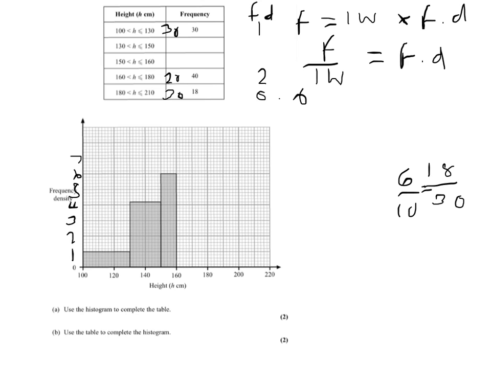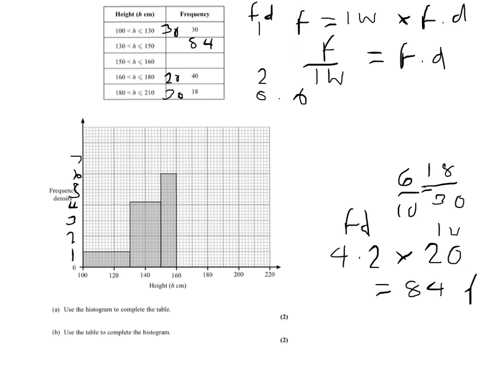So if we now use the histogram to complete the table, if we look between 130 and 150, we are at 4.2 on the frequency density. So we've got 4.2 frequency density, and we multiply that by the interval width, which is times 20. And that will give me a frequency of 84. So that's a frequency density read from the scale times the interval width to give me the frequency. So that gives me 84. I'll put that in there.